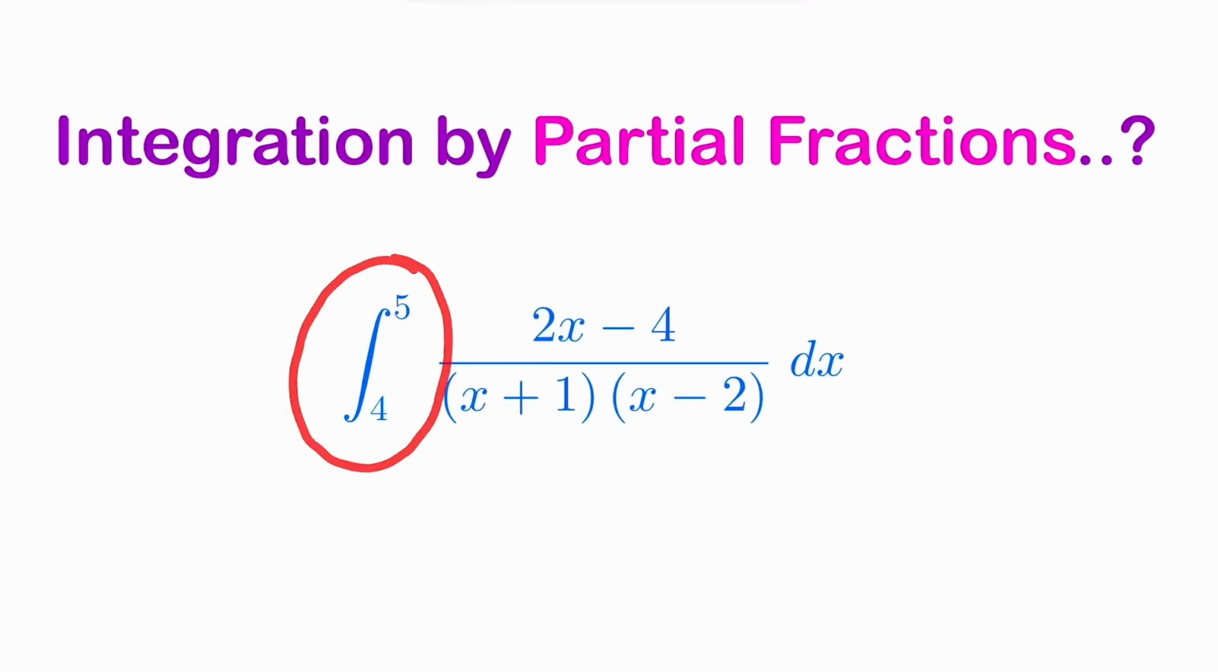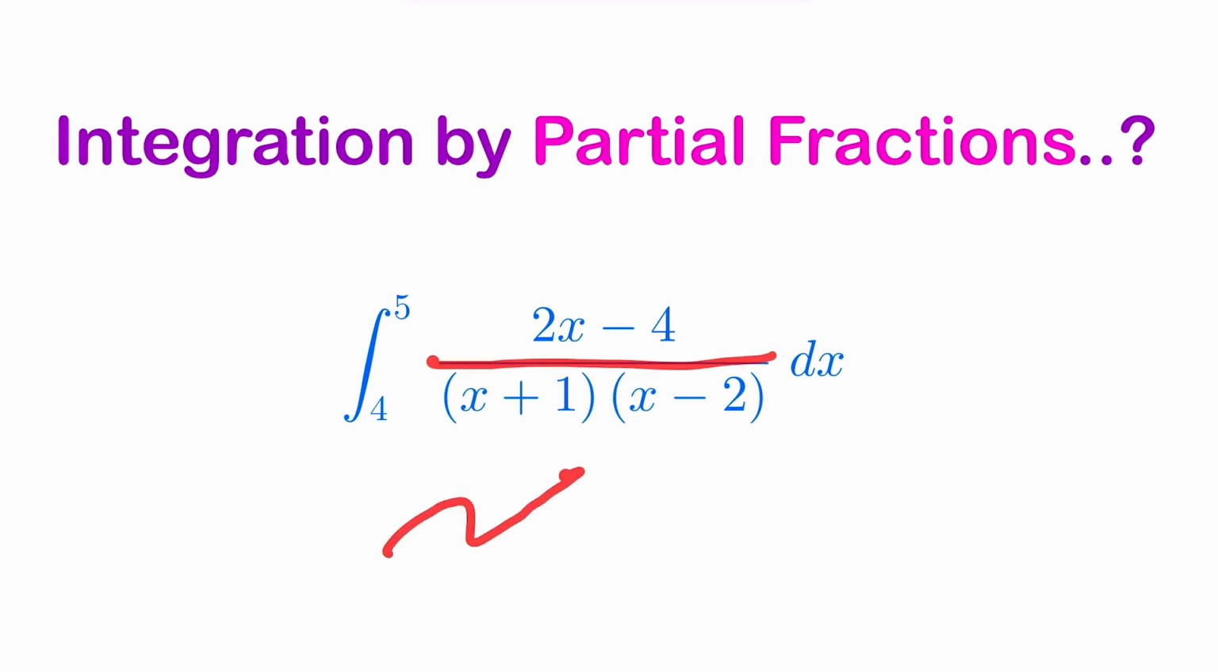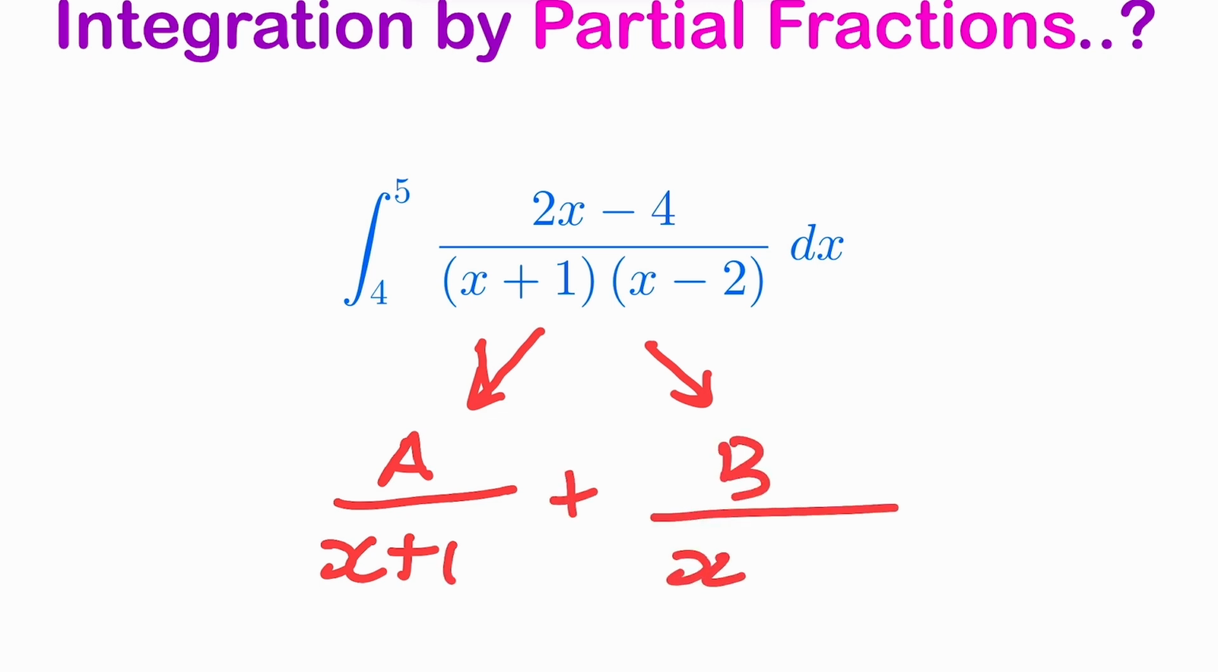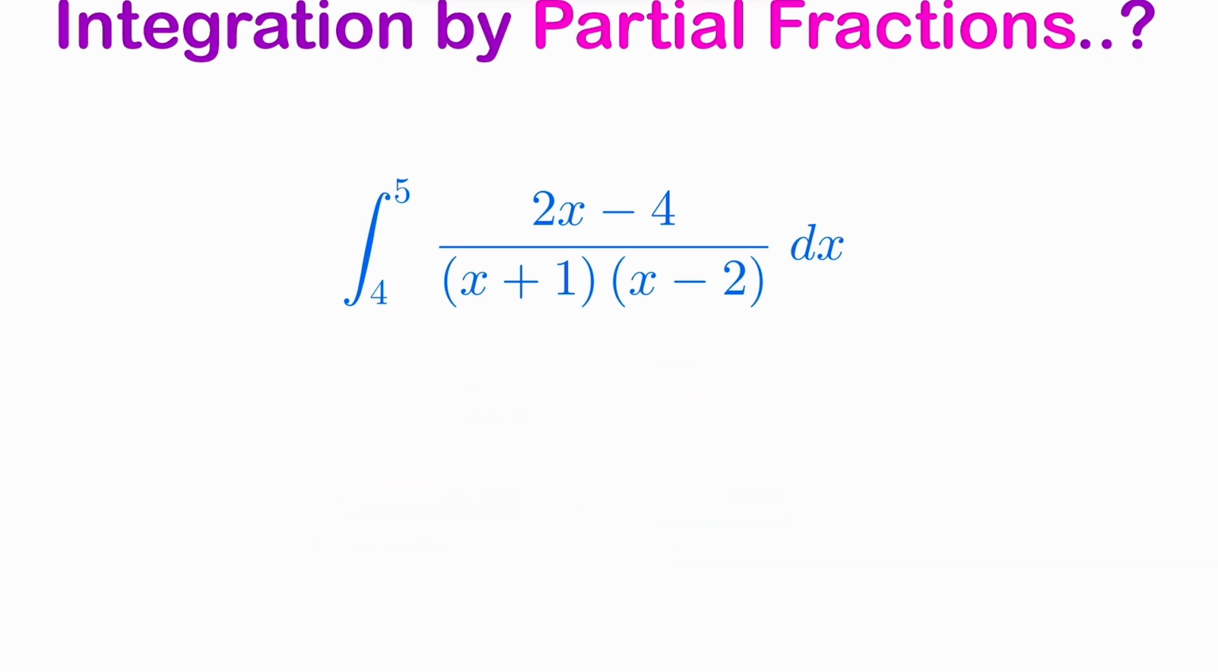So when you try to integrate a fraction where the denominator is factorized, normally we would try splitting this into partial fractions. So we'd have A over x plus 1 plus B over x minus 2. And then you'd find A and B, and then you'd have two integrals.